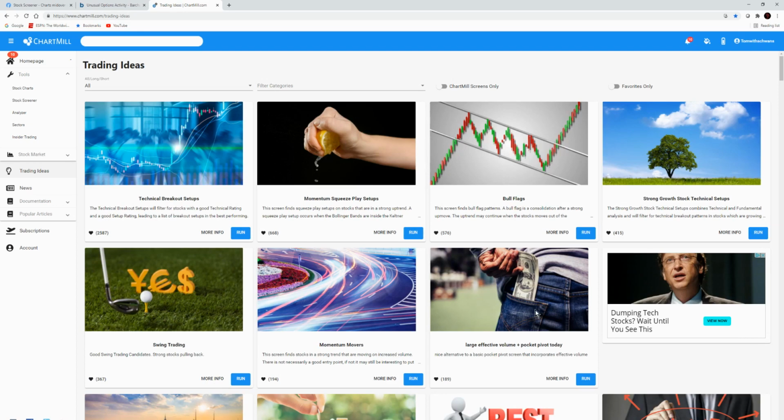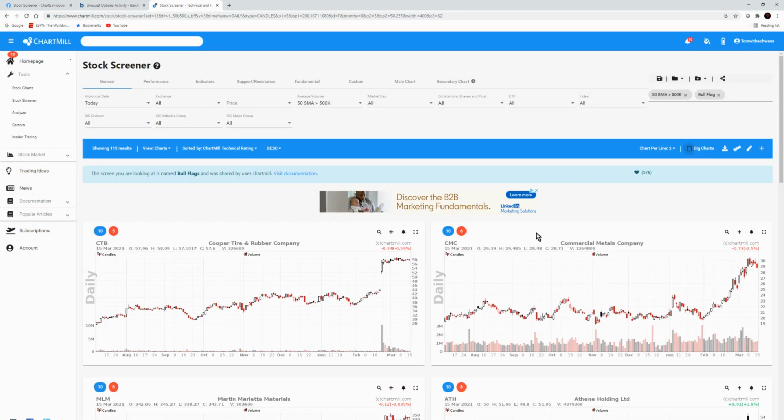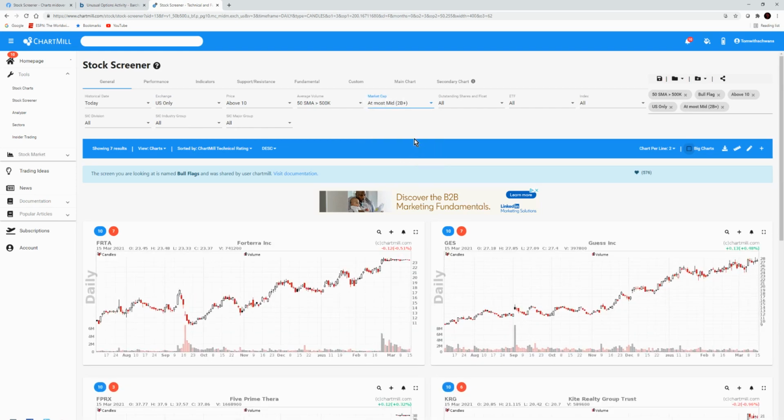They have trading ideas, all sorts of really cool scanners here. The technical breakout setups is amazing, and the bull flag is amazing. So I'm going to talk about the bull flag first. I always refine it a little bit, so I will always go price above 10, exchange, US only. I always like to do that right away. Market cap, you can go 2 billion plus, and now you've got yourself a decent scanner.